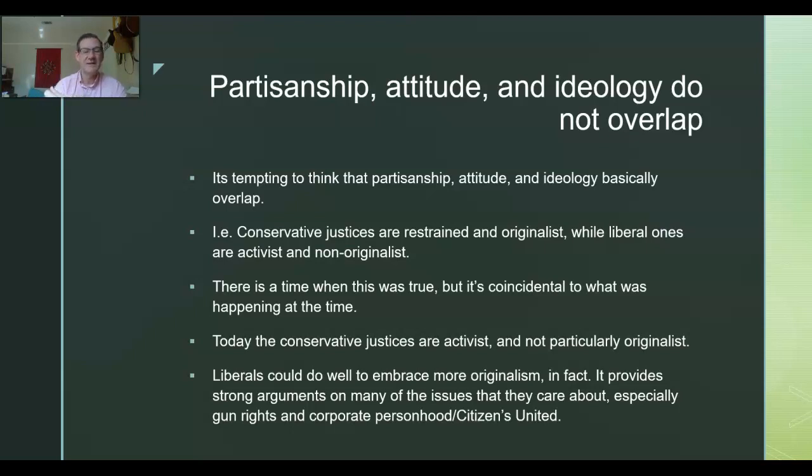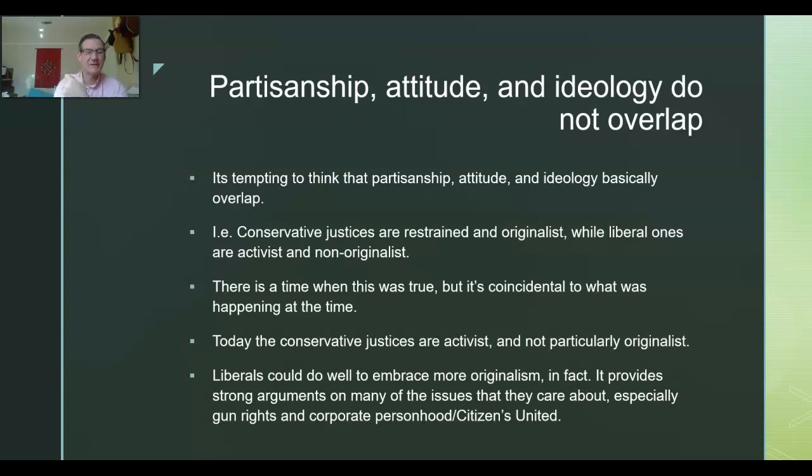And today, the conservative justices are pretty activist. They have a majority in the court, and they don't feel to me to be particularly originalist anymore. Clarence Thomas still says originalism really matters to him, but it really doesn't feel like they're spending that much time being really hardcore originalists.